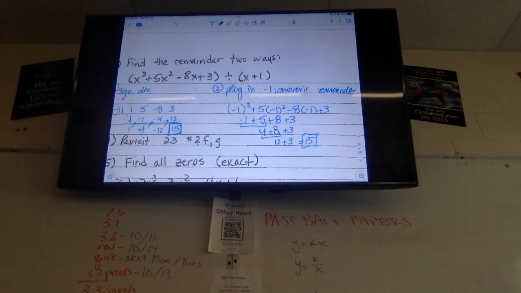We'll write this down next class, but basically this is what we call the factor theorem. If x plus 1 is a factor, then I can plug it in. If I get out 0, it's a factor. If I don't, then that's just my remainder.